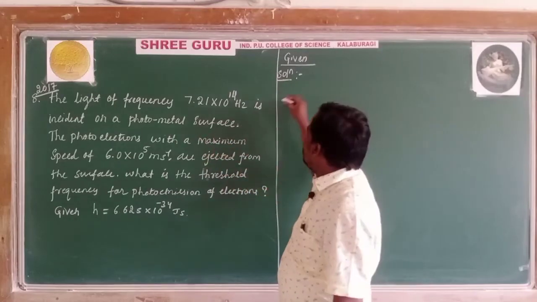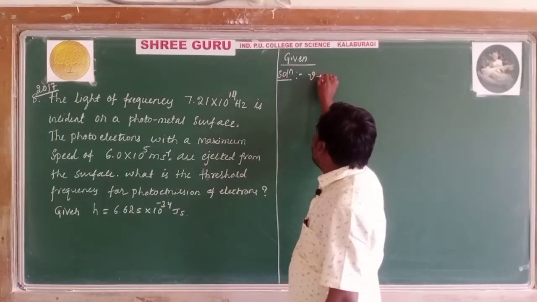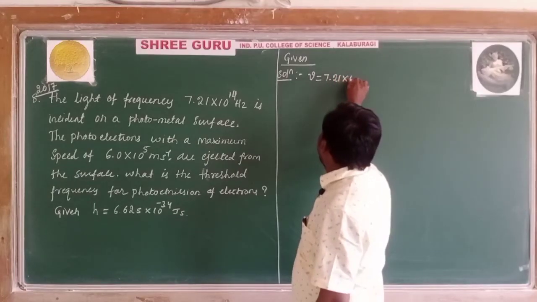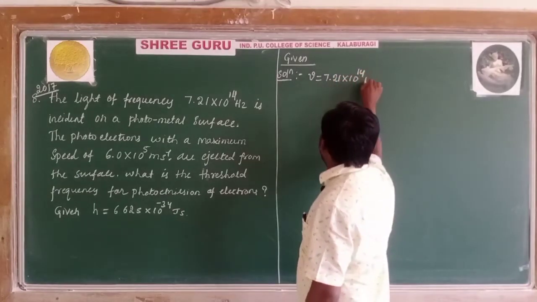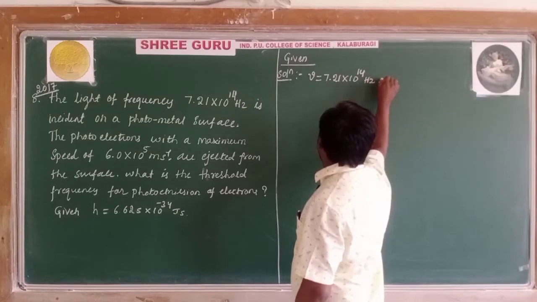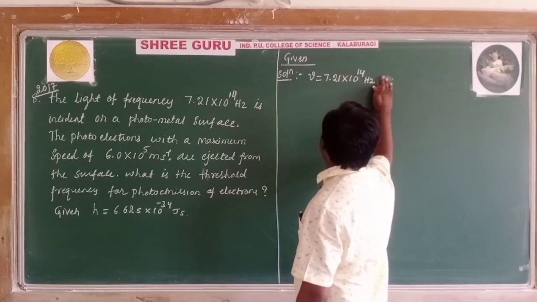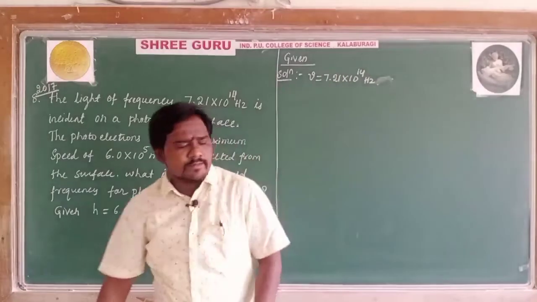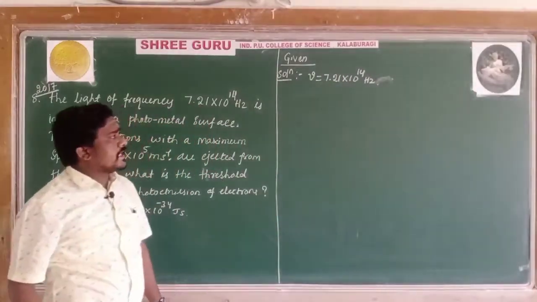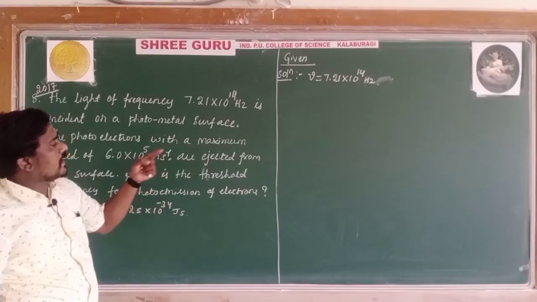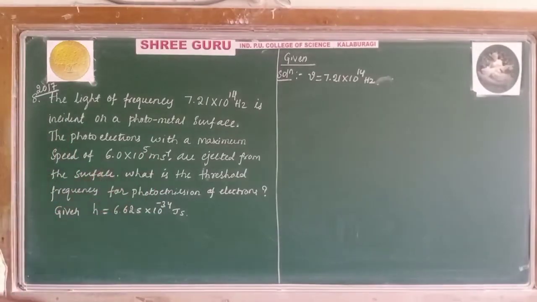First one is the frequency, that is nu, which is equal to 7.21 into 10 to the power 14 hertz. Frequency we can also call 1 by second, or better you remember hertz only. Why am I writing 1 by second, meaning per second? Because it is going to cancel while solving.